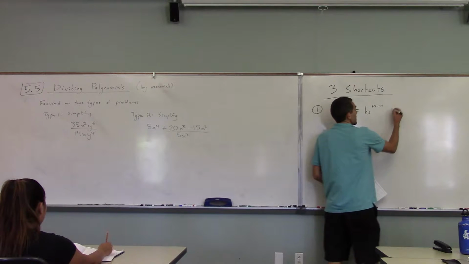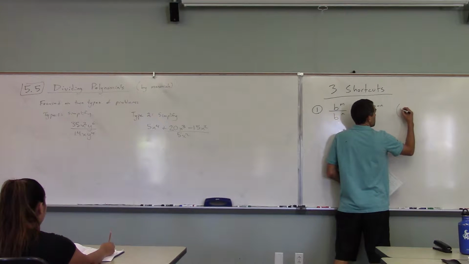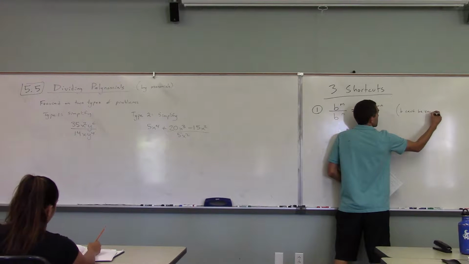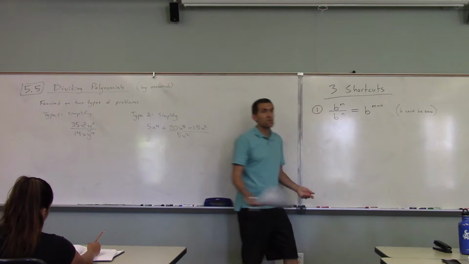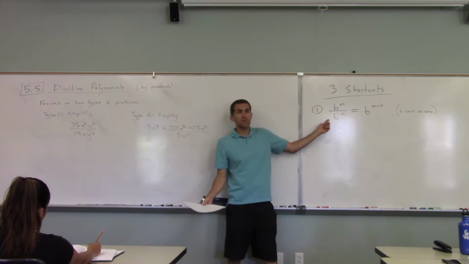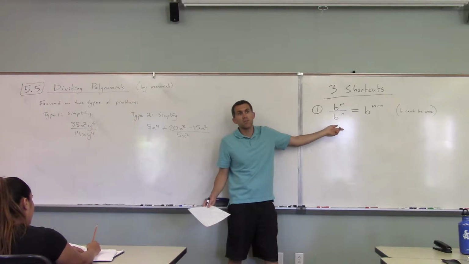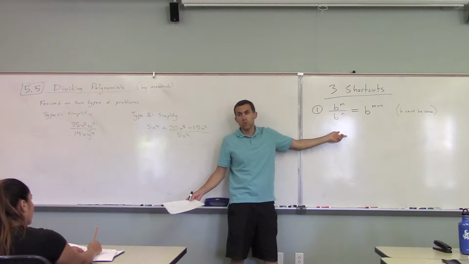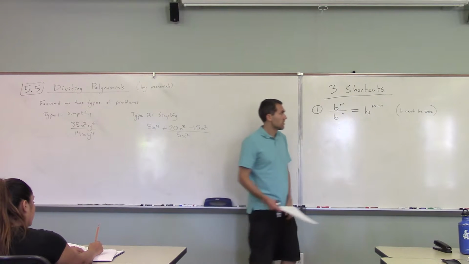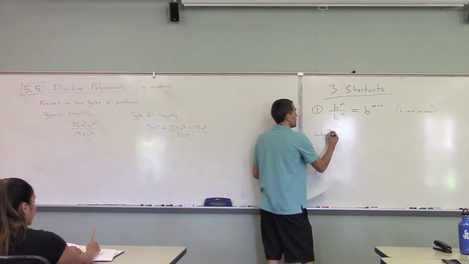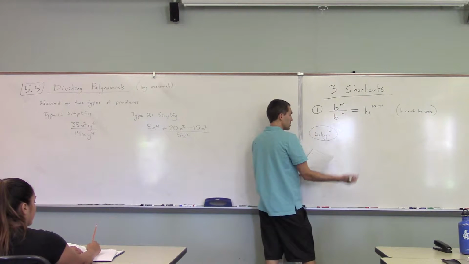For all of these exponent rules, b can't be zero, for the very clear reason that the one thing we can't do in math is divide by zero. So when b is on the bottom, you can't have zero to a power divided by zero to a power. That doesn't work because you can't divide by zero.